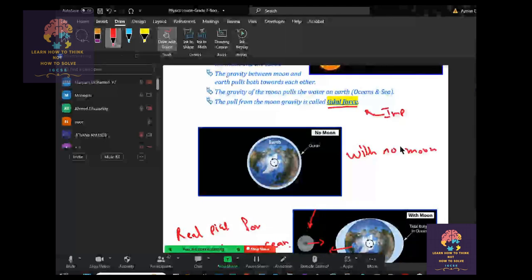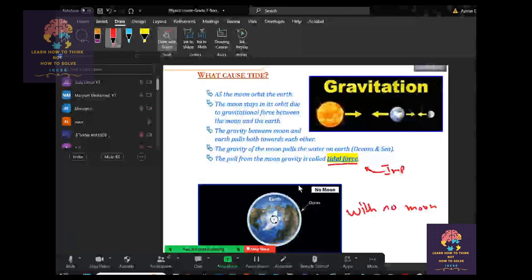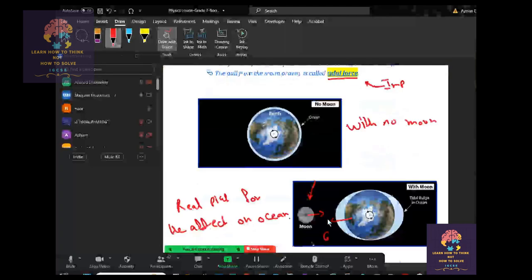So the moon affects the water on the earth, right? And it affects it due to the gravitational force between the moon and the water on the earth. Are you following with me? Is anything not clear? We said that the gravity between the moon and the earth pulls both toward each other, and when the moon pulls the water on the surface of the earth, it's called tidal force.